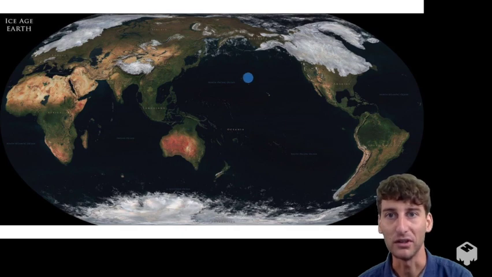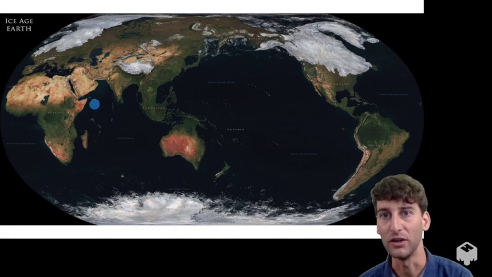And there's other examples too. For instance, England was connected to Europe. The Red Sea was closed off, so it's really more of an enclosed basin. Now it's not connected to the Indian Ocean.